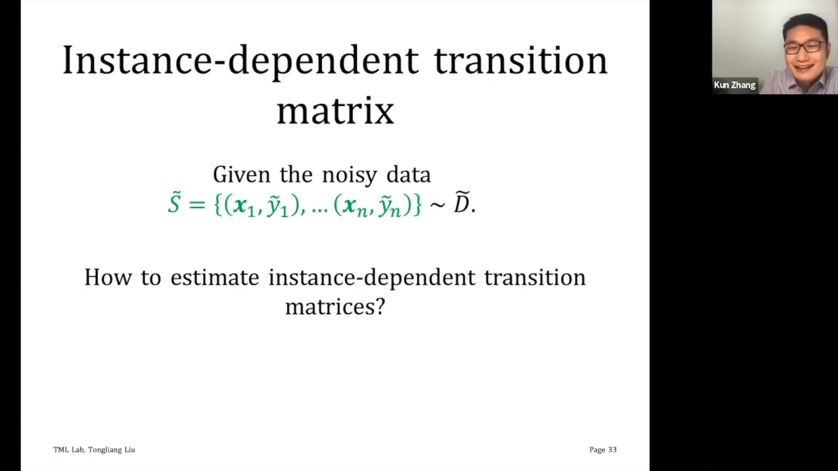Sorry to interrupt you. Sorry, yes. I have to interrupt you, Tongliang. So there's another question in the chat box relevant to this part. How stable is that? How stable?